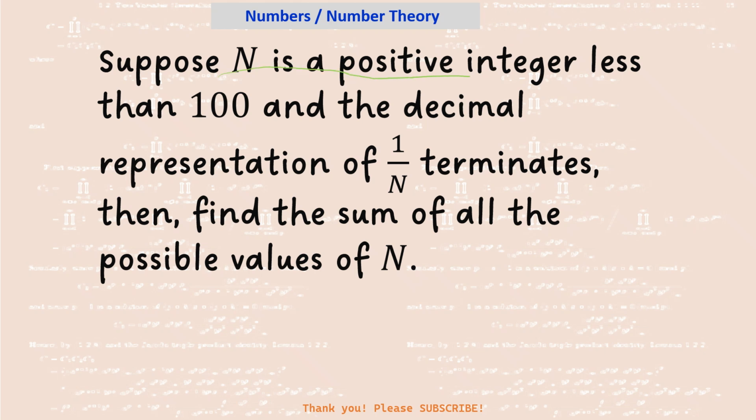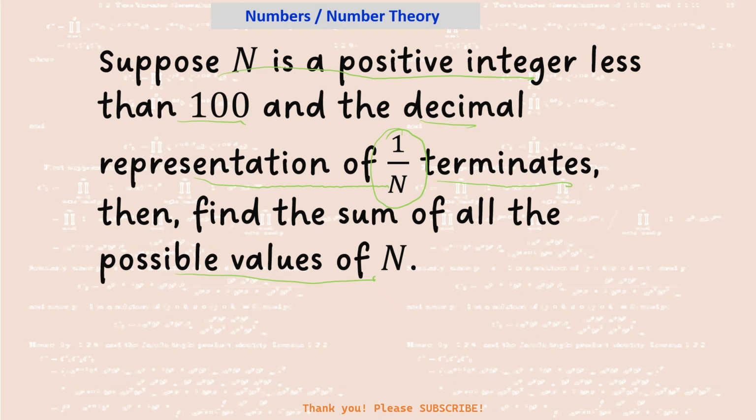Suppose n is a positive integer less than 100 and the decimal representation of 1 out of n terminates. So that means it does not end with a recurring decimal. Then find the sum of all the possible values of n. So what they're telling us to find is all the values of n where 1 out of n, if you write it as 1 out of n, would be a terminating decimal. So that's what it means.